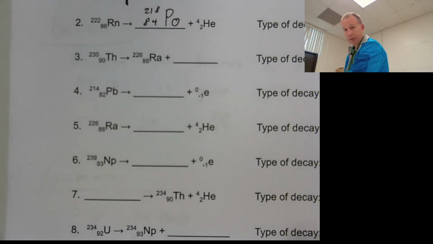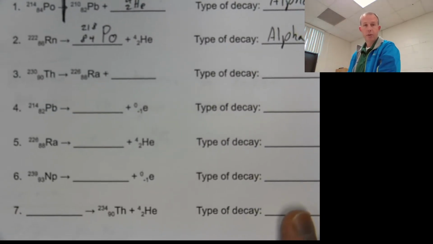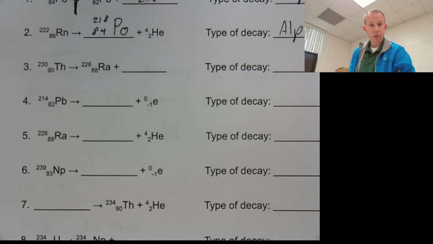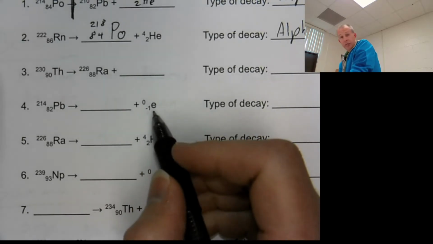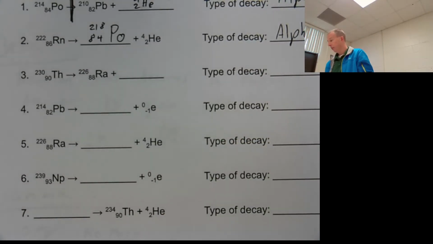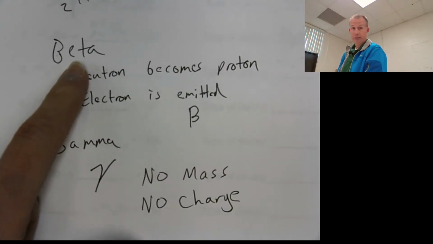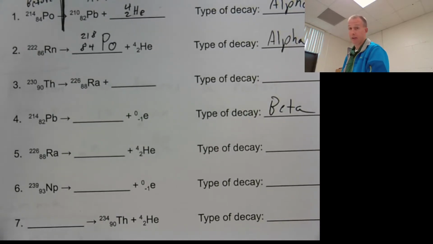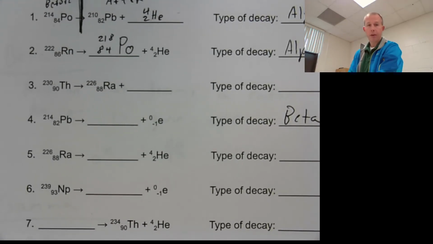Now let's do another example. Let's go down to number 4 now. All right, so number 4. Now in this case, you'll notice that you have, what do you have here? You have an electron being emitted. Now, when did we say electrons are emitted? During beta decay. So that makes this type of decay beta. So make sure you write that.